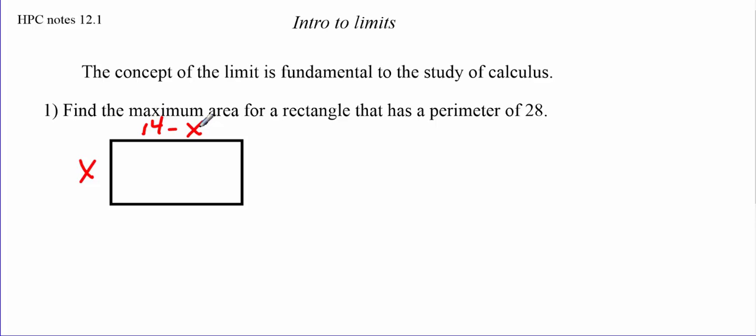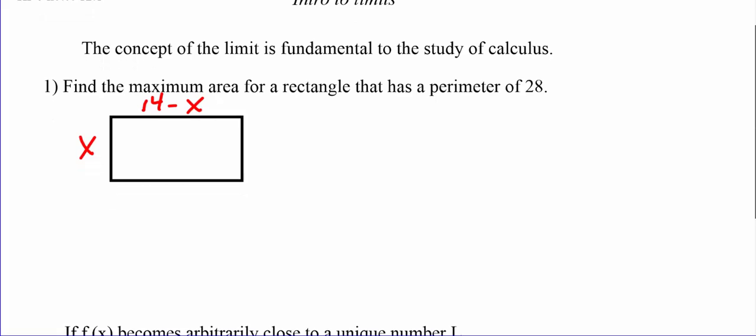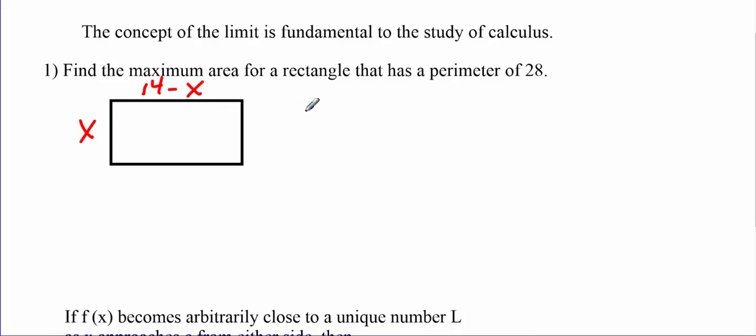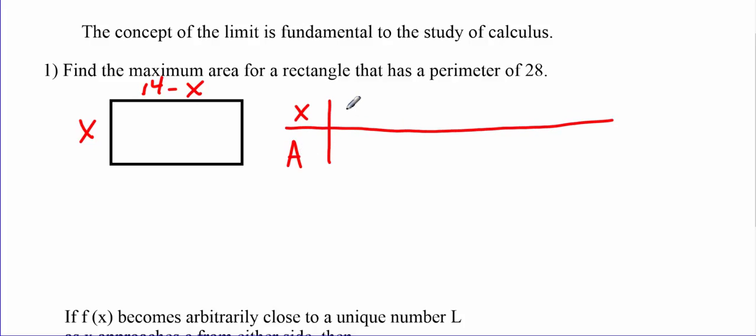Now what I want to do is take a look at how the area would change based on the value for x. So I'm just going to pick some values. I'm going to compare x to the area, and we're going to see where we can maximize that area. So I'm just going to start with x being 1. So this would be a 1 by 13 rectangle. If x were 2, this would be 2 by 12, so we'd have an area of 24.